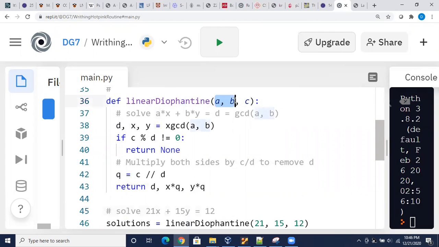We are given a and b. So the first step is to solve the equation a times x plus b times y equals d. What is d? d is the GCD of a and b. So that's what we are doing here.